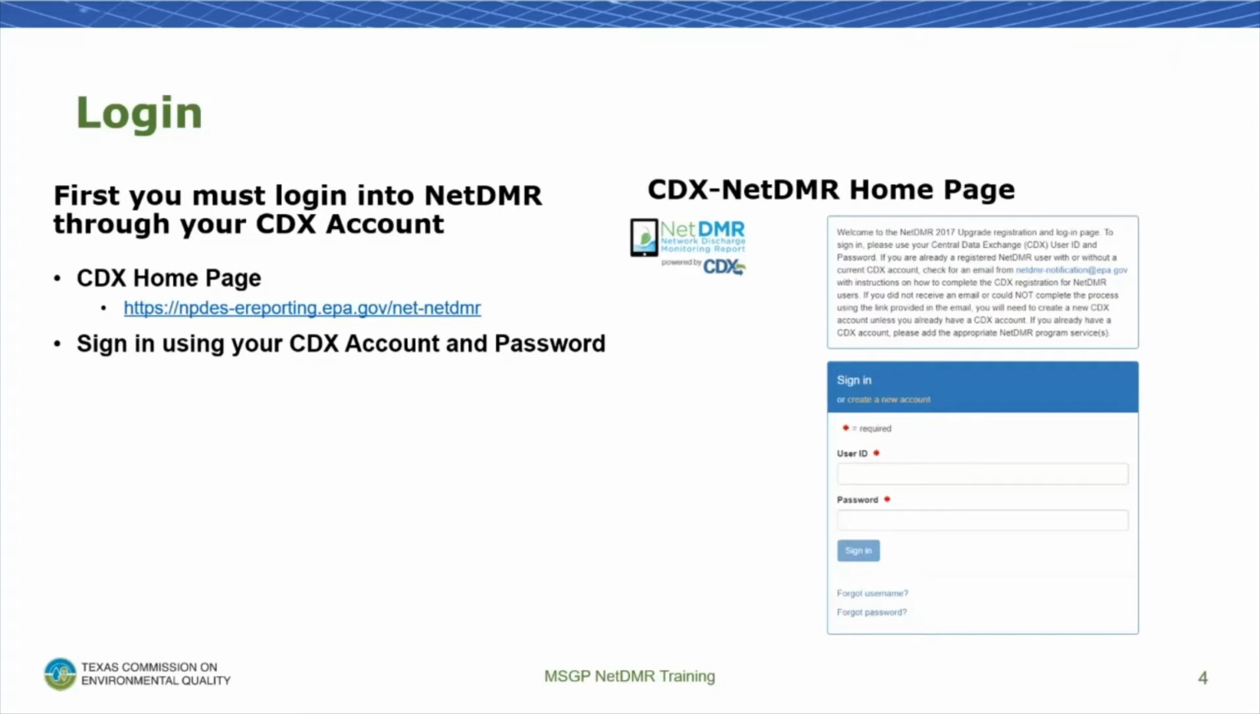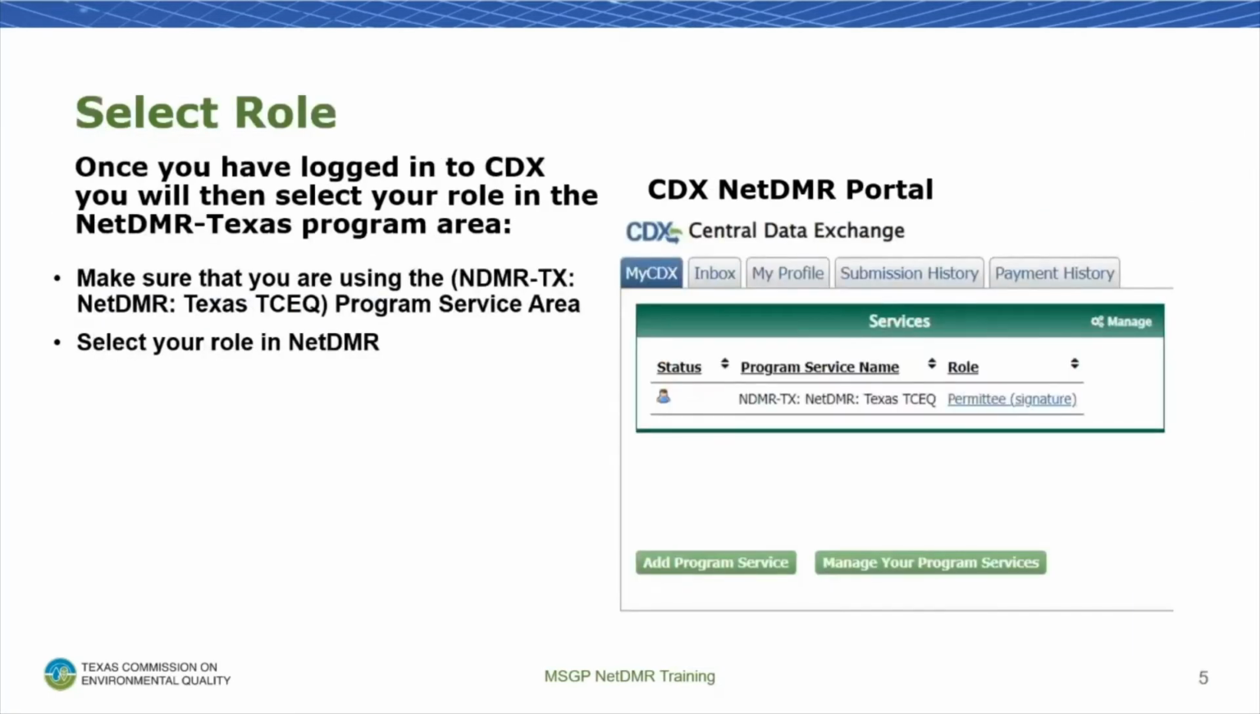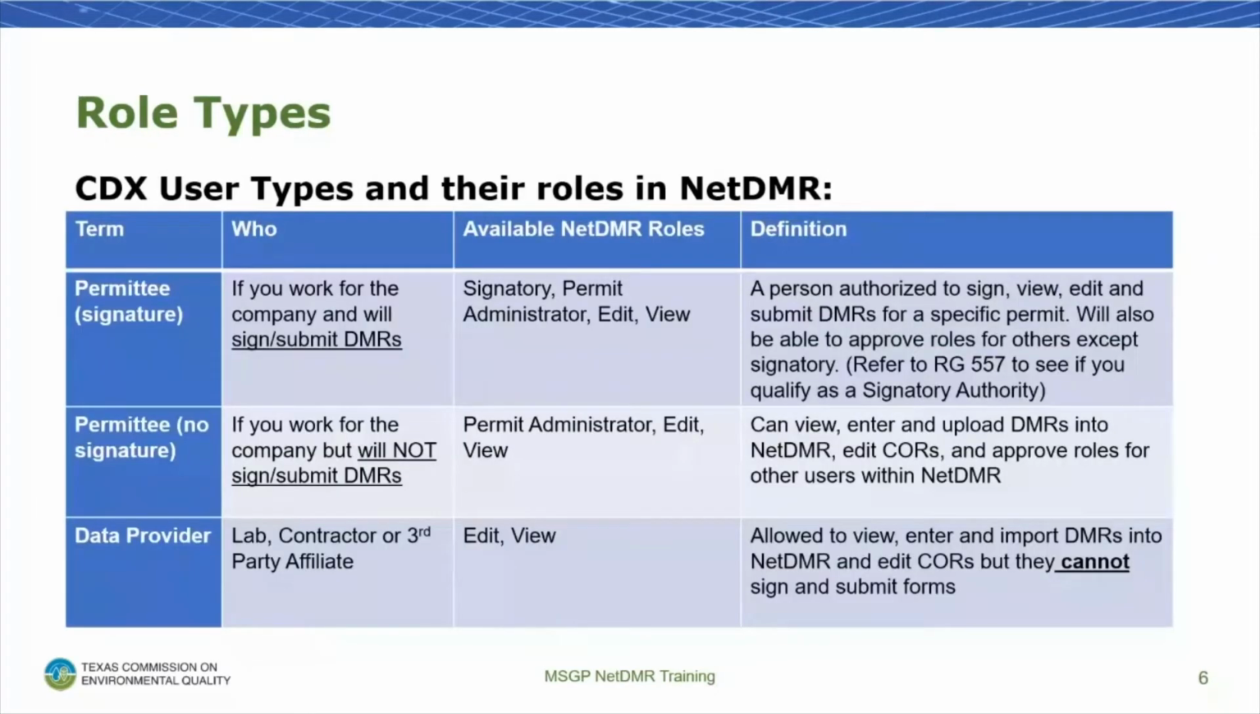So you'll need to sign in to your CDX account. You'll enter your user ID and password in those fields, and then from there, it'll take you to the CDX Net DMR portal. Once you've logged into CDX, you will then need to select your role in the Net DMR Texas program area. If you don't already have access to it, you'll have to click on the Add Program Service button. For the program service name, make sure that you are selecting the NDMR TX Net DMR Texas TCEQ. Then you'll select your role, and that will take you into Net DMR.